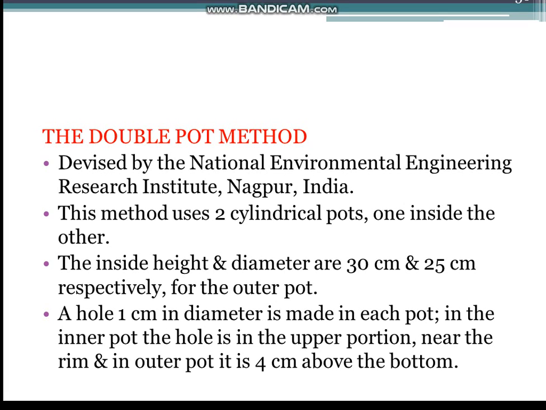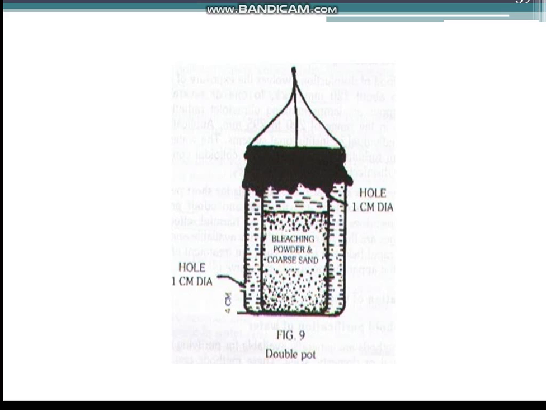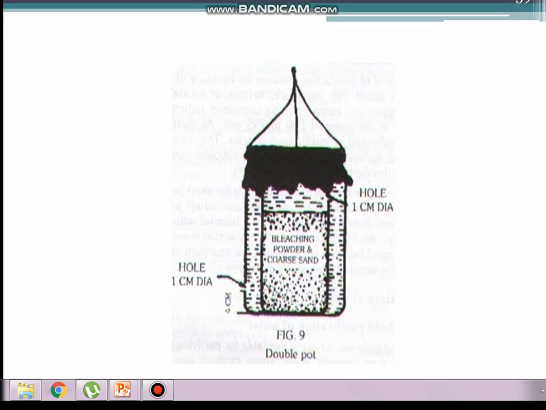A hole 1 cm in diameter is made in each pot. In the inner pot, the hole is in the upper portion near the rim, and in the outer pot it is 4 cm above the bottom. As you can see in the diagram, you can see two pots. The outer pot has the hole 4 cm above the bottom. Whereas in the inner pot, the hole is 2 cm below the top. Now this whole pot is inserted into the well.